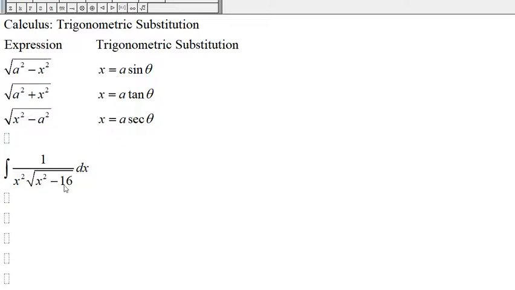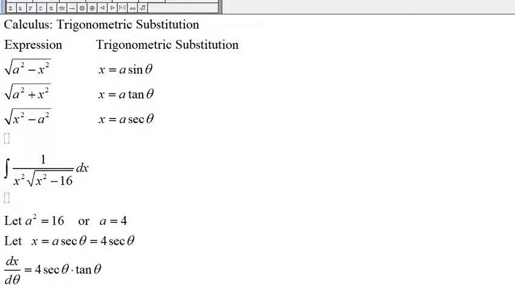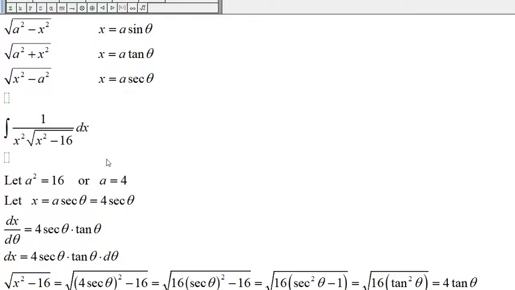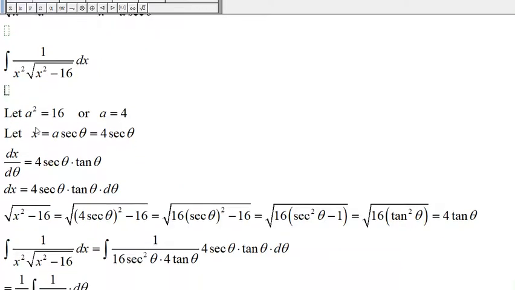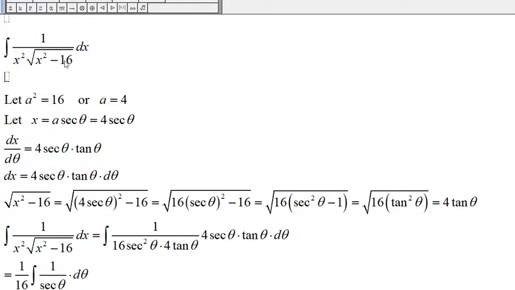And so first, we will let a squared be 16. So let a squared be 16, or a is 4. And then let x be a secant of theta. A is 4, and so x is equal to 4 times secant of theta.